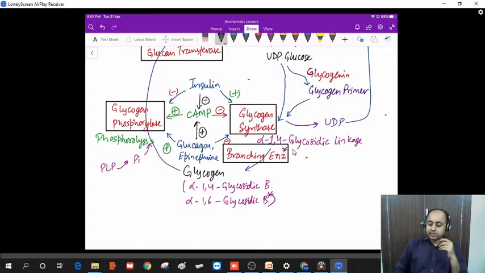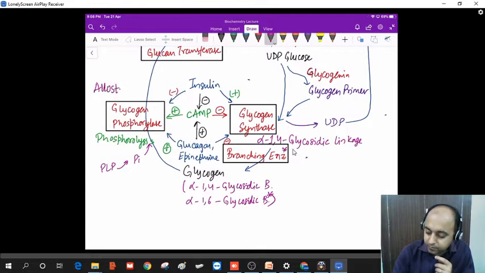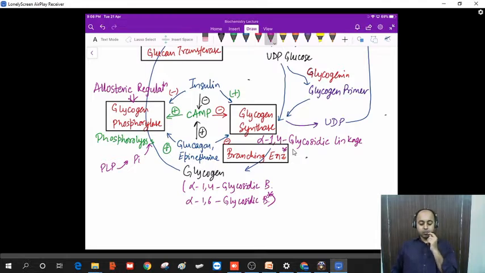Okay, so this was the hormonal regulation, but the hormonal regulation can quickly be overcome by allosteric regulation, particularly in the case of the glycogen phosphorylase. This allosteric regulation is able to overcome even the hormonal regulation. So let us look at the allosteric regulation on glycogen phosphorylase, and then I'll quickly do the recap. Don't worry, I'll do the recap, but let us first finish the allosteric regulation on the glycogen phosphorylase.